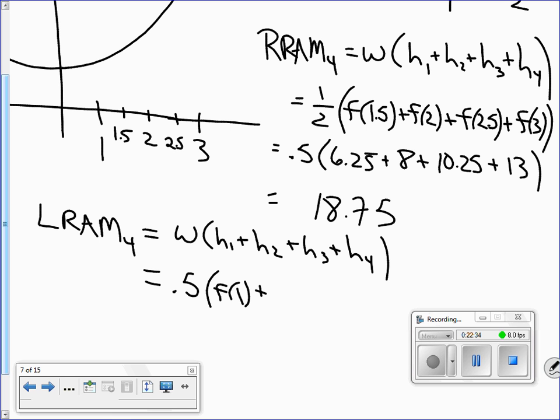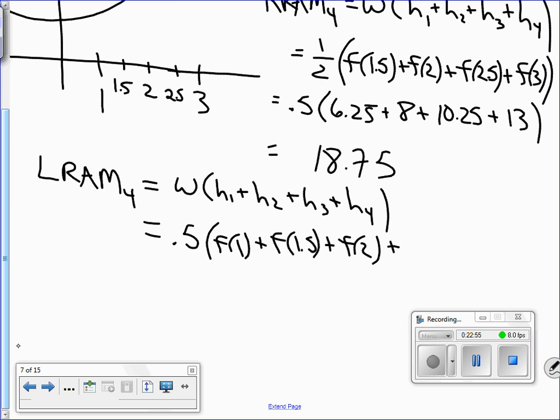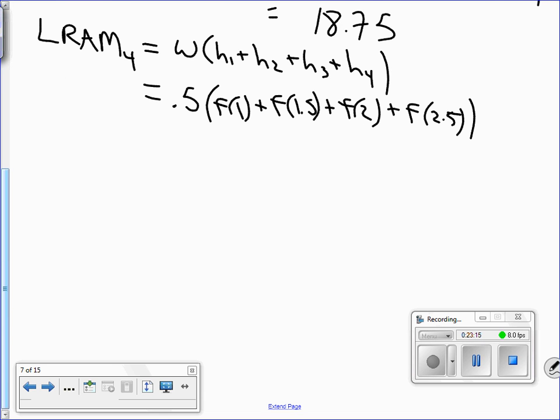The second rectangle is going to be f of 1.5, right? The third rectangle, the x's go from 2 to 2.5. Whose y do we want? f of 2. And then the last rectangle, f of 2.5. So this time, we didn't use the y coordinate at 3. Right? Now we're doing the left side. We used f of 1, f of 1.5, 2, and 2.5, but we're not using the f of 3. We still have 4 rectangles. We need 4 heights.